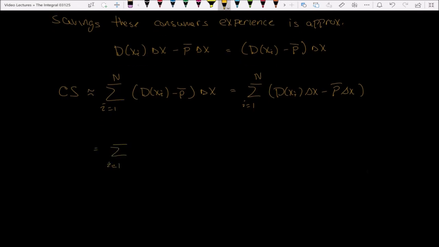Splitting this up, we can write this. P bar delta X is constant, so that just becomes P bar times N times delta X. And remember, delta X is X bar over N. So this is the sum I equals 1 to N D of X sub I delta X minus P bar times X bar.